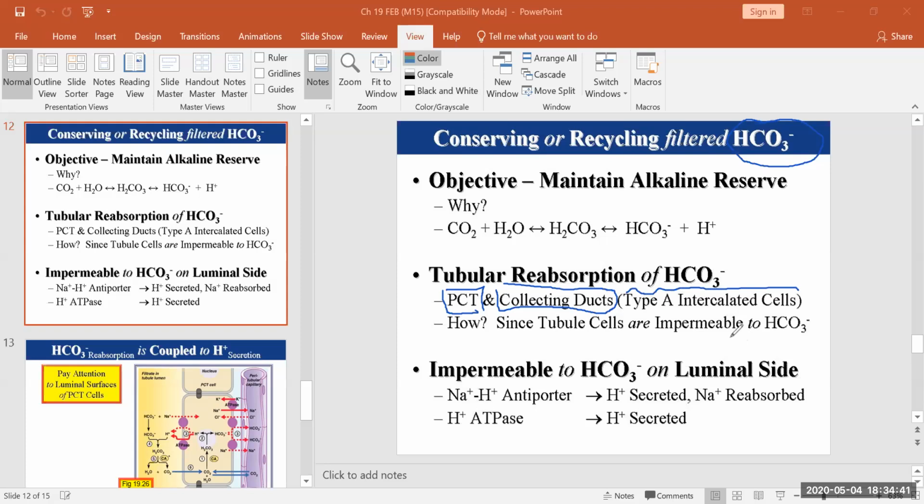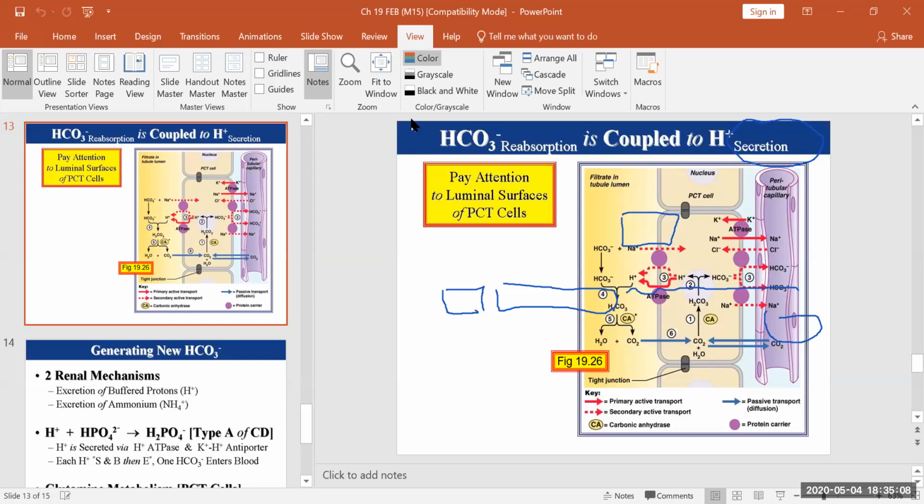Now we have the problem. Bicarbonate is water soluble. It cannot cross cell membranes. It cannot cross plasma membranes. So we have to have a trick, right? Since all cells are impermeable to bicarbonate, this is water soluble. So let's go over here on the next slide and see, this is a nice trick. It's not really fancy, but it works.